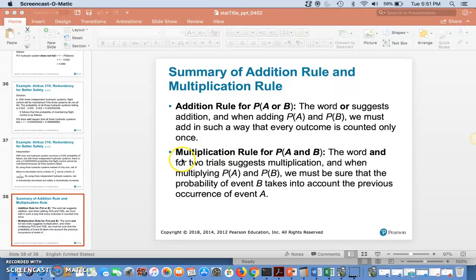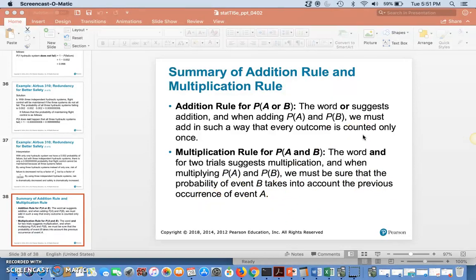The multiplication rule for the probability of A and B. So the word and for two trials suggests multiplication. And when multiplying the probability of A and probability of B, we must be sure that the probability of event B takes into account the previous occurrence of A.